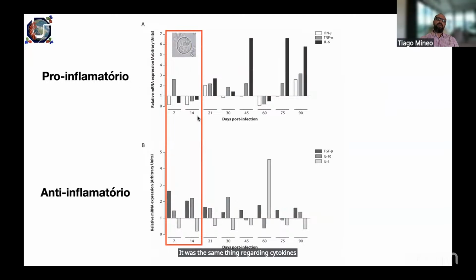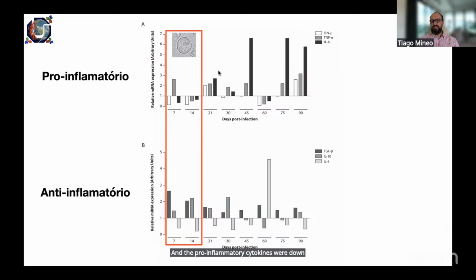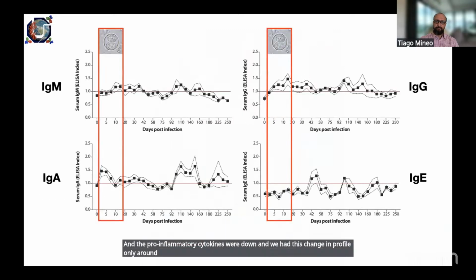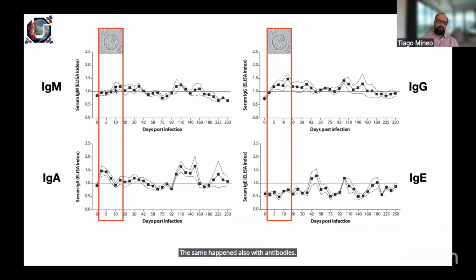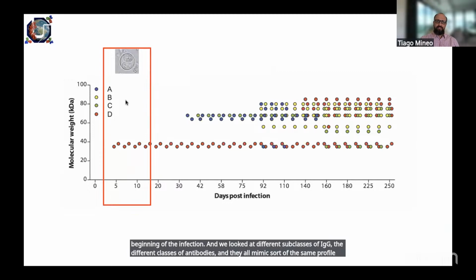It was the same thing regarding cytokines. A lot of the anti-inflammatory cytokines were up in the first days, and the pro-inflammatory cytokines were down, and we had this change in profile only around 45 to 60 days. The same happened with antibodies. We did not see a lot of specific antibodies in the beginning of the infection, and we looked at different subclasses of IgG, the different classes of antibodies, and they all mimic the same profile. The recognition of these antibodies was also not great in the beginning of the infection.